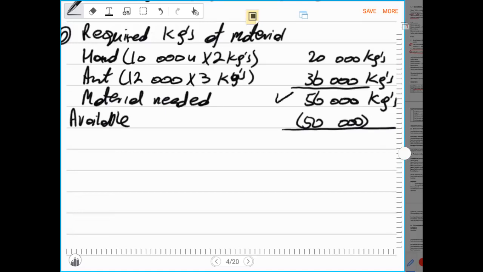Remember, this is what we need, but this is what is available. Definitely there is a shortfall here of 6,000 kgs. So now 56,000 minus 50,000 will give us 6,000 kgs. So now the 6,000 kgs is a shortfall. So the question is, do we have a limiting factor? Yes. Do we have a shortfall? Yes. Do we have a bottleneck? Yes, there's a bottleneck of 6,000 kgs.